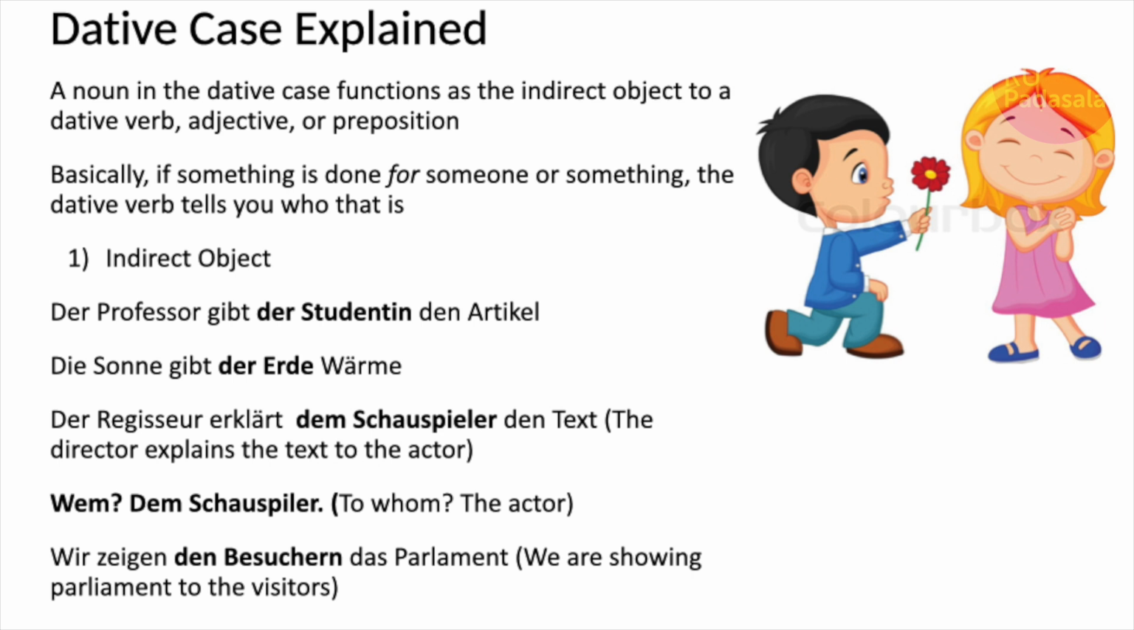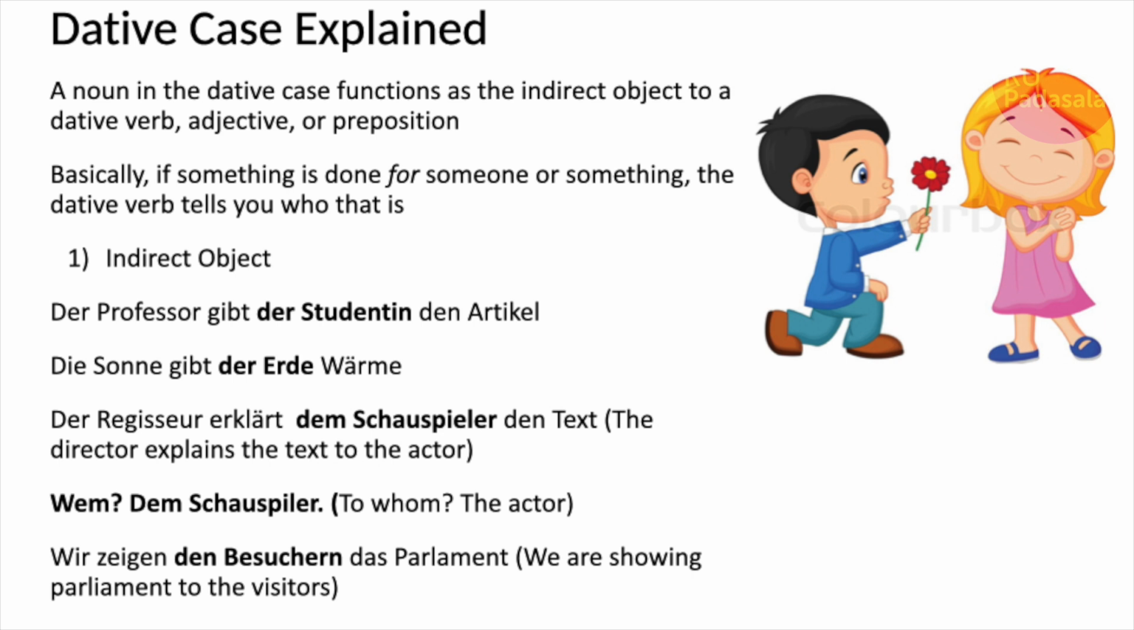You could also say, as a final example here, wir zeigten den Besuchern das Parlament. So here we have two different objects. The direct object is das Parlament. Remember, the neuter nominative and accusative forms both look the same, das and das, as regards the article. But here we realize that we're dealing with den Besuchern not as a direct object in the accusative case of the masculine singular. Rather, we're dealing with a plural dative object, which is the visitors themselves. Wir zeigen den Besuchern das Parlament.